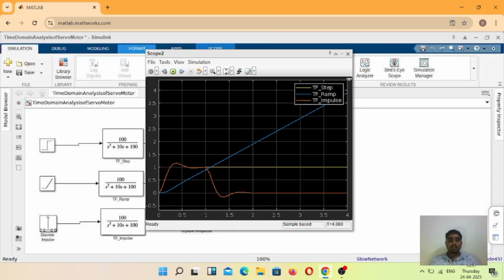I will tell you the values of rise time, peak time, settling time, and overshoot that we get from this simulation. Rise time is 0.21 second, peak time is 0.3 second, settling time is 0.23 second, and overshoot is 16.30%.